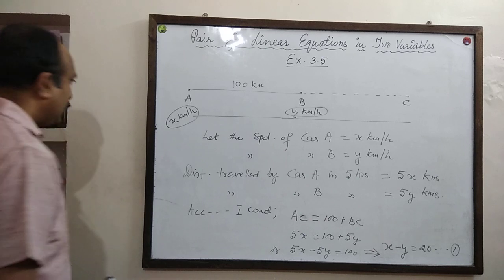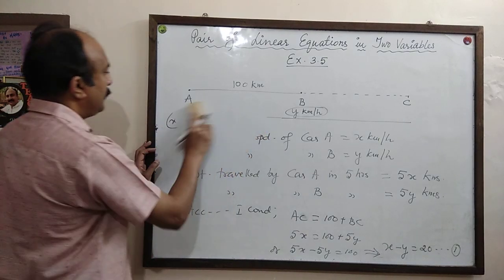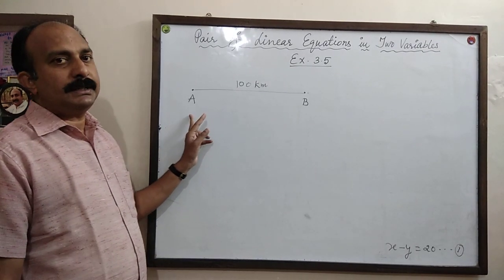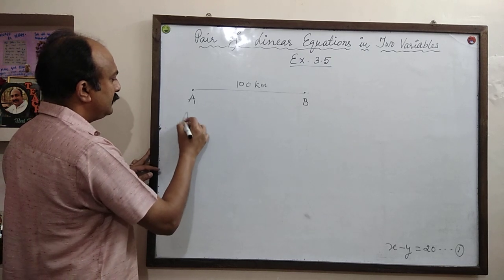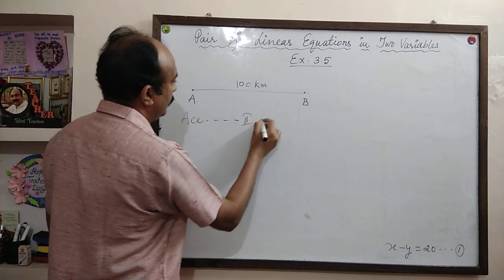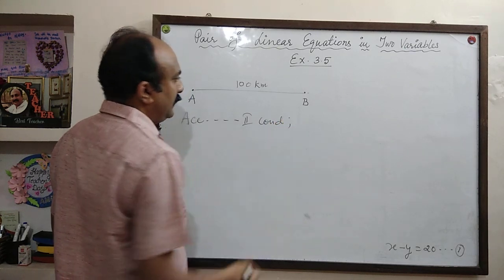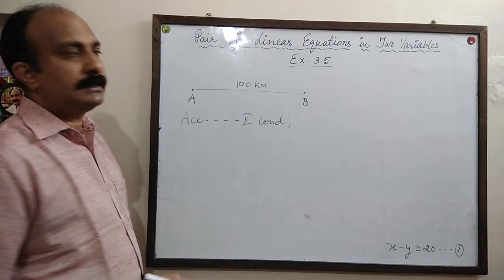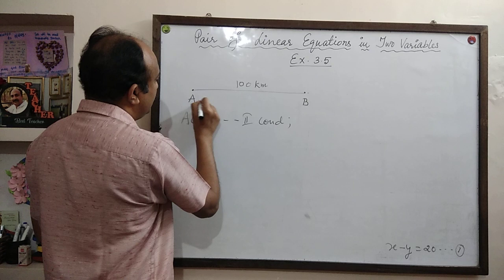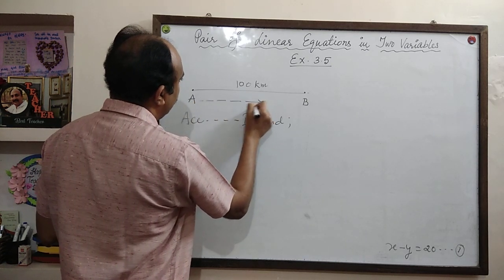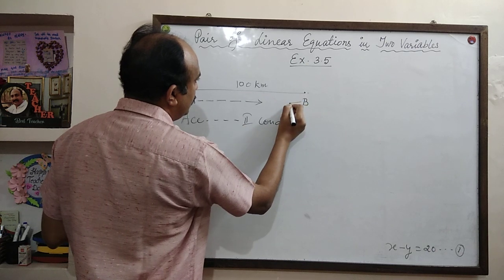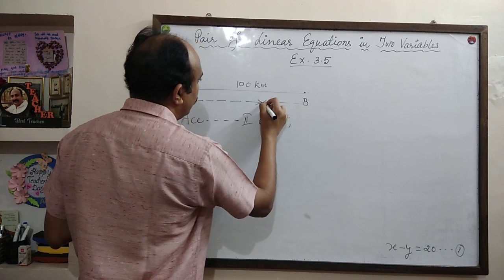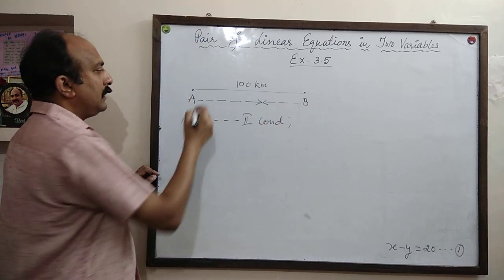Now let's see the second condition. According to second condition, it is given: if they travel towards each other, they will meet in 1 hour. If A travels towards B and B travels towards A, then they will meet in 1 hour.